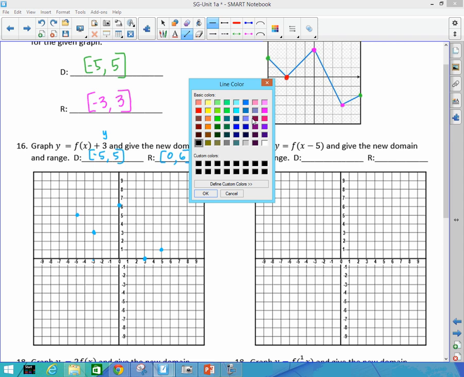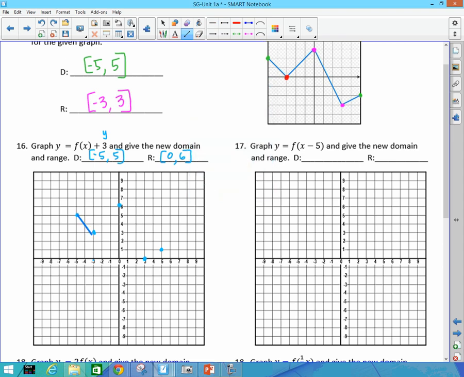Oh, there we go. Let's try that. Okay, so I'm going to go here. And you just connect them and it'll look like the original shape. All we did was take that original graph and shift every point up 3 units.